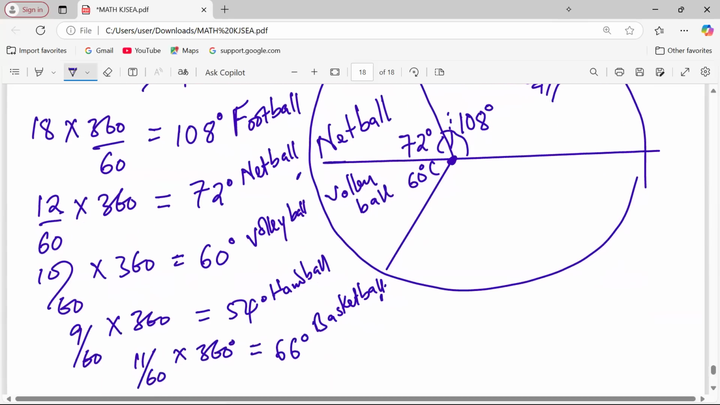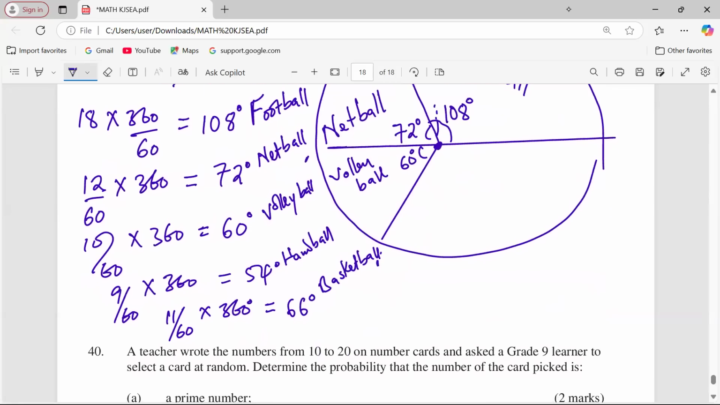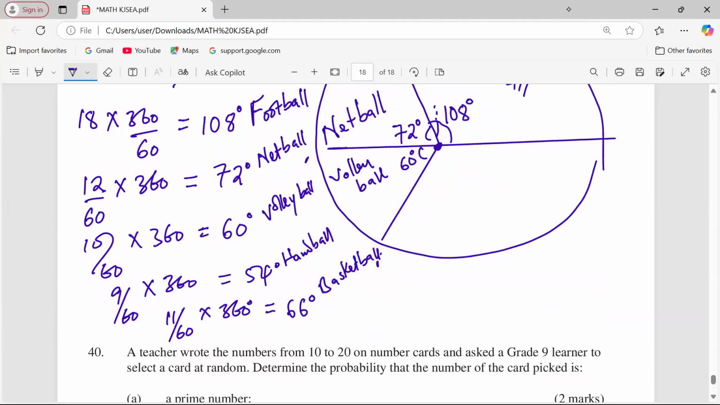Then now the other angle will be shared into 54 and the remaining one automatically will be 66. So you measure 54. So that 66 falls in place automatically. So this is 54 for handball. 54 degrees for handball. And automatically, this is 66. You don't even have to measure it. It will be for the basketball now.